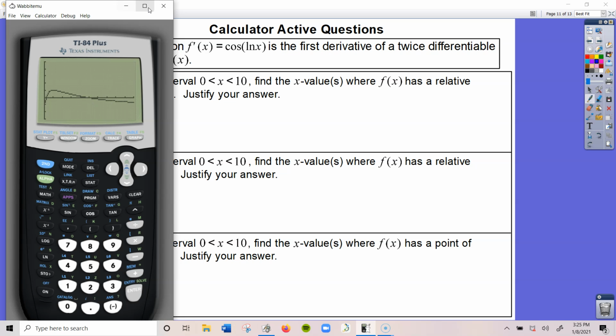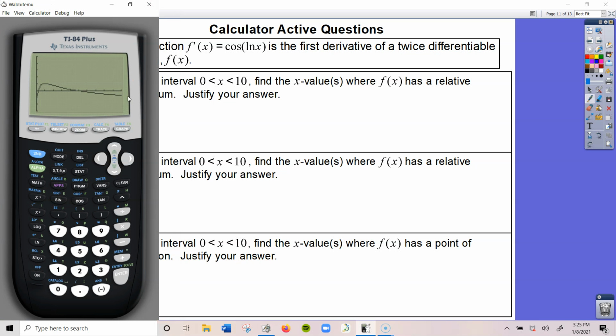Now here on the graph, you can see that we have two critical numbers. These are critical numbers simply because, remember, we're graphing here the first derivative. So we're looking at the x-intercepts, which is when the derivative is equal to 0. So those are our critical numbers, and you can see that we have two. We have one here and one here. So I want to find those.